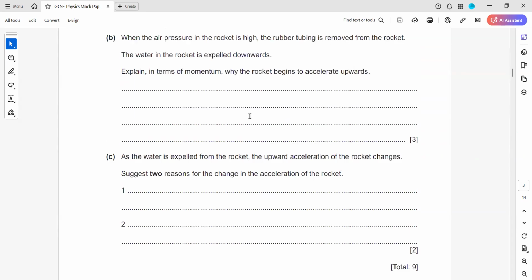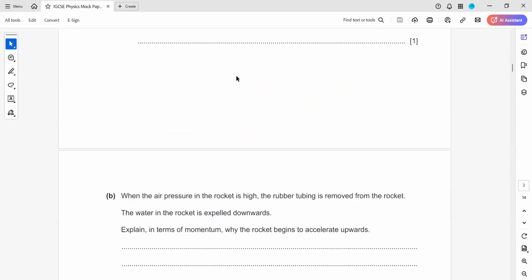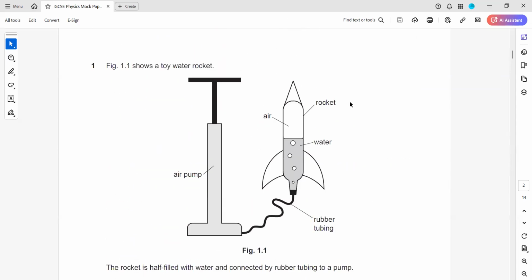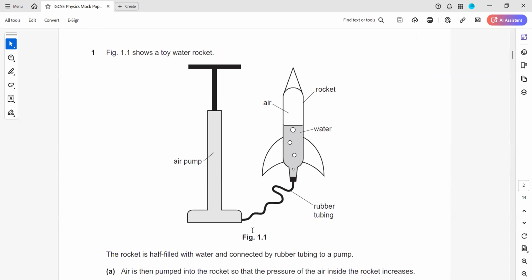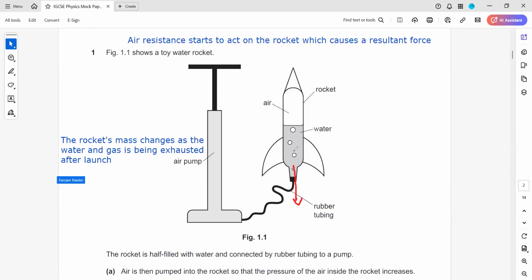As the water is expelled from the rocket, the upward acceleration of the rocket changes. So there are two reasons for the change. Look, the first thing that happened: the momentum of the water was downward, so the momentum of the rocket is upward. So because of the momentum of the rocket, there's an upward force.